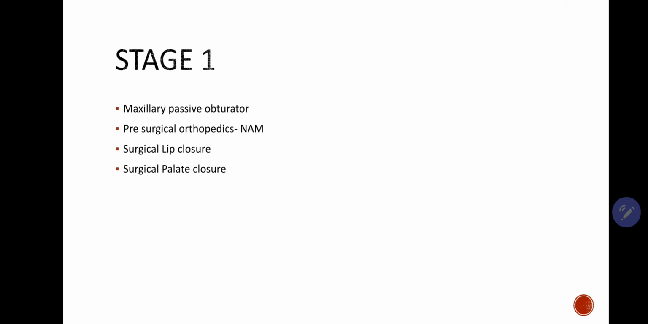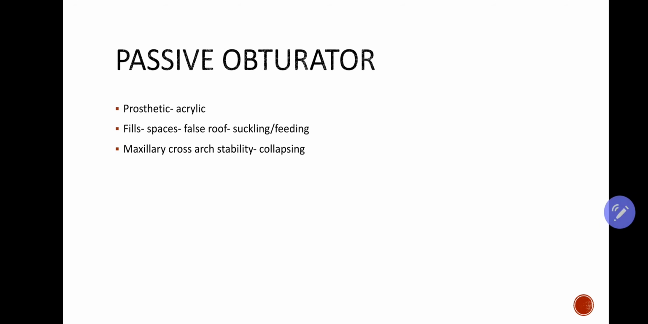Coming to the stage 1 management, this has 4 sub-management stages. The first includes fabrication of the maxillary passive obturator. It is done with the cold cure appliance. Next one is the pre-surgical orthopedics, that is nothing but your NAM technique, naso-alveolar molding technique. Next stage includes the surgical lip closure. The last stage includes surgical palatal closure.